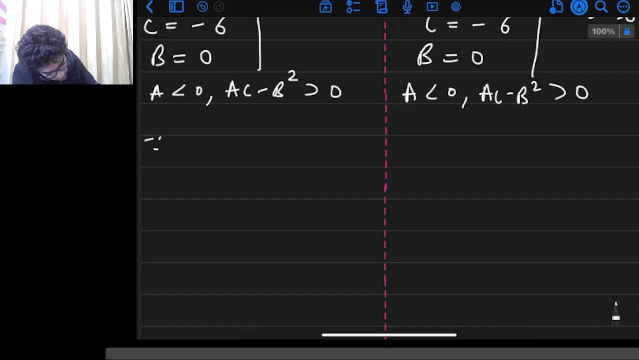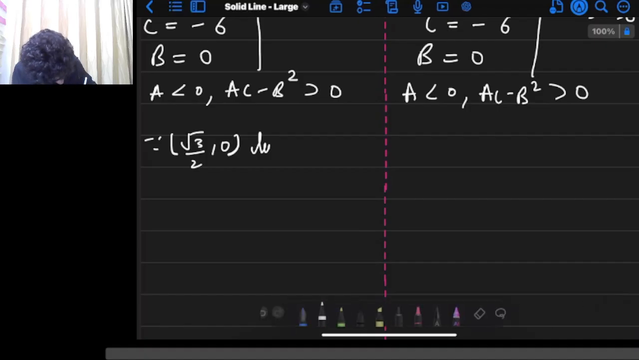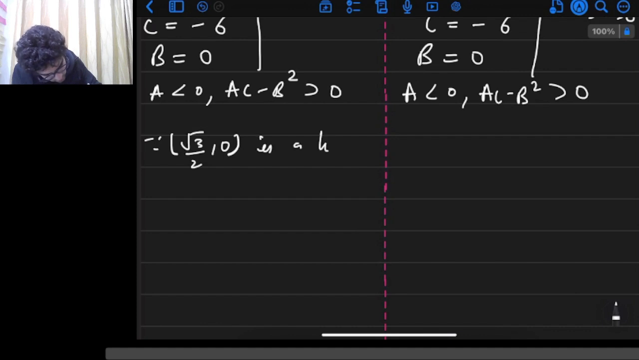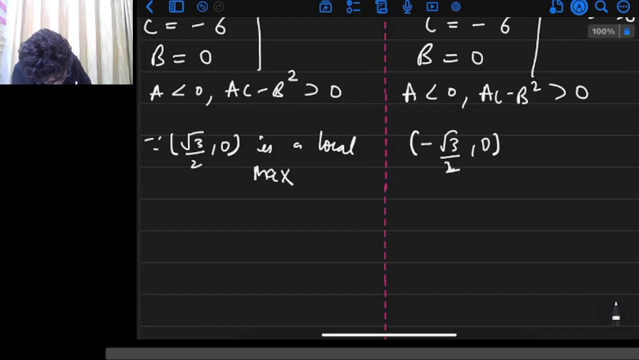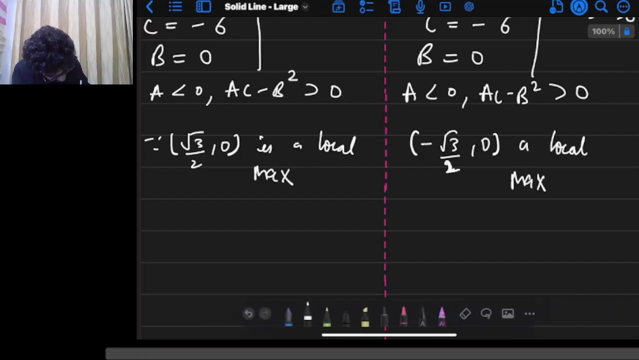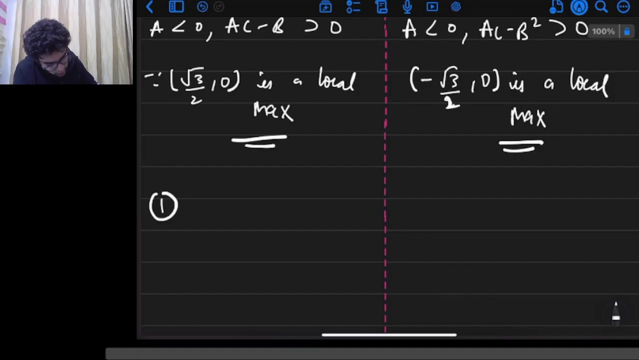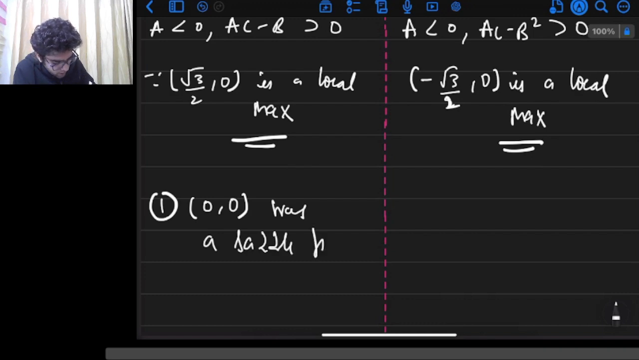Therefore my root 3 by 2 comma 0, which is my stationary point, turns out to be a local max. And my stationary point minus root 3 by 2 comma 0 also turns out to be a local max, right? And what was my 0 comma 0? My first stationary point 0 comma 0 was a saddle point, right?